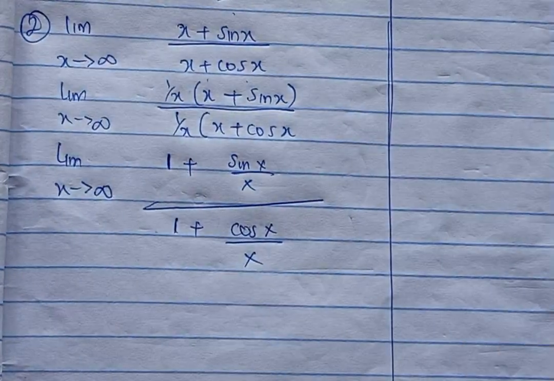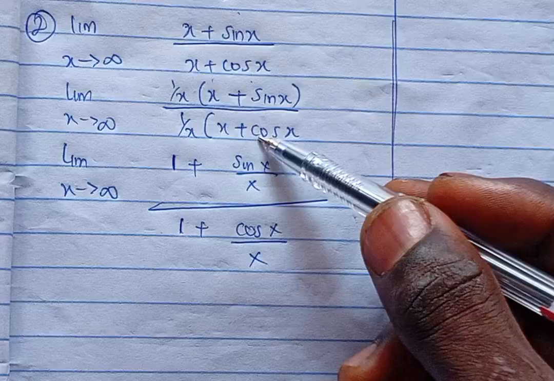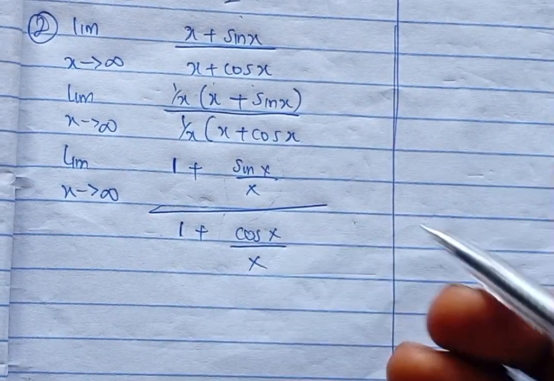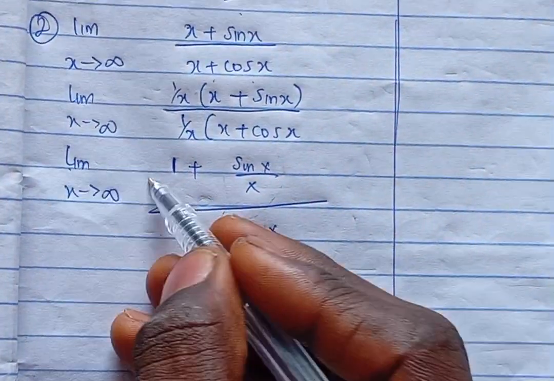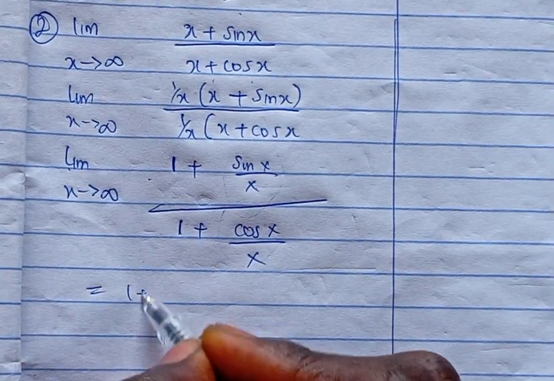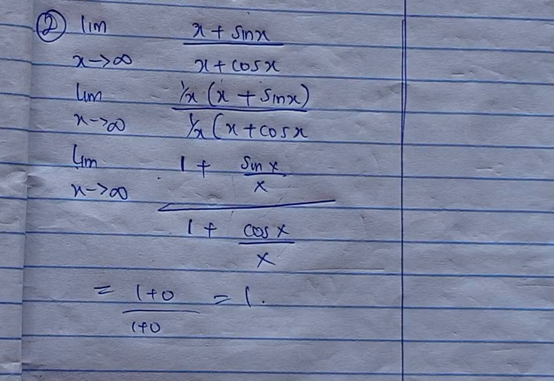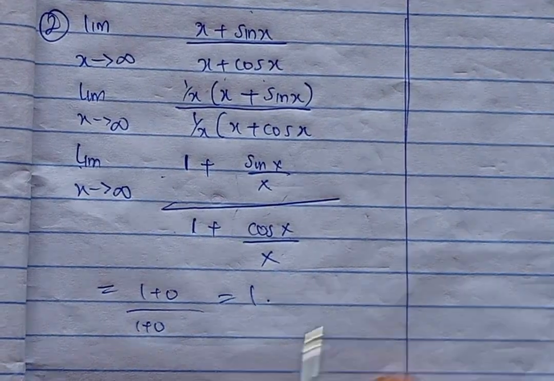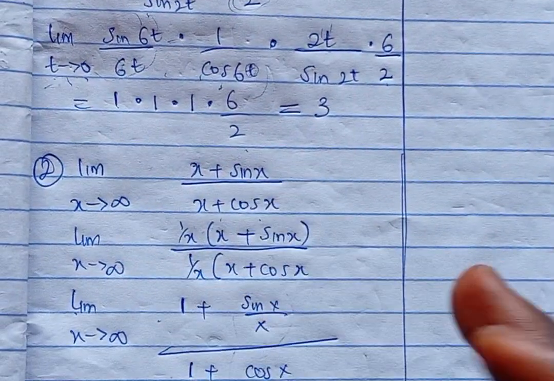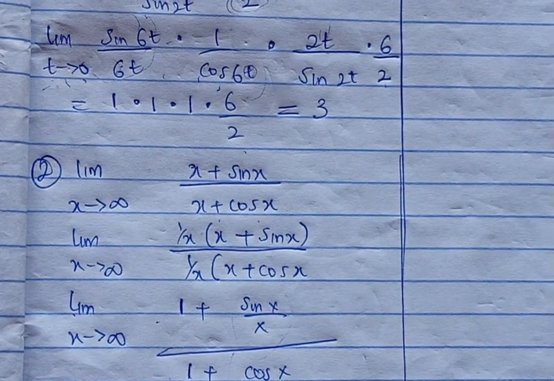Following the standard limit that we have, if we check the previous video, sine x over x and cos x over x will turn to 0 and 0. You can spread the limit across according to the properties of limit, so you have 1 plus 0 over 1 plus 0, which is 1. Do you get what I'm saying? So that's that for this question. You see it is cheap, right? Now let's move on to another one entirely.